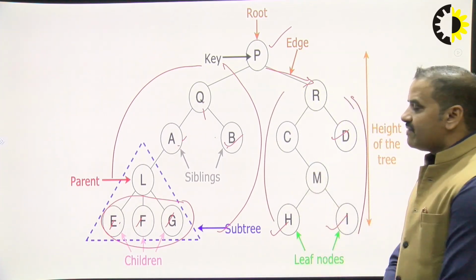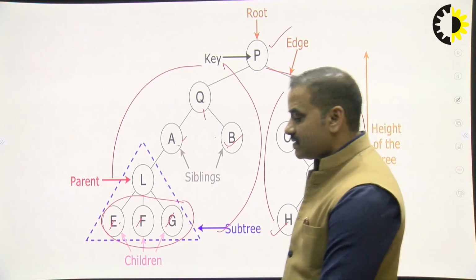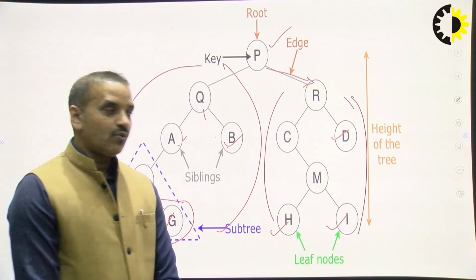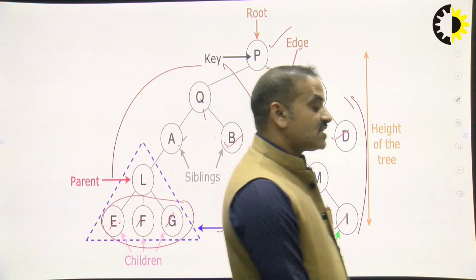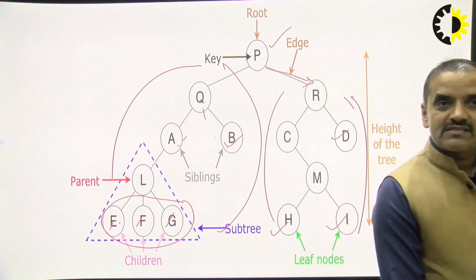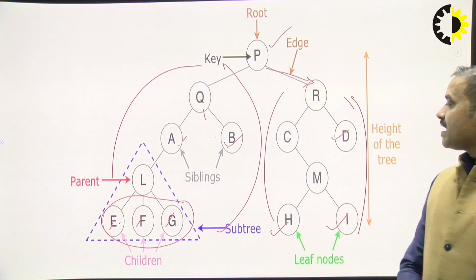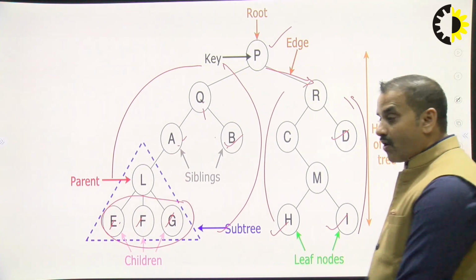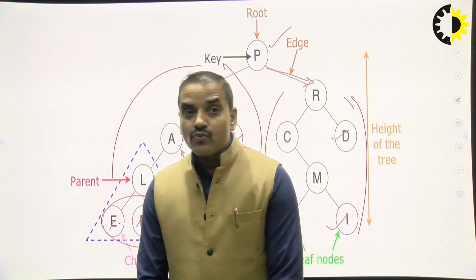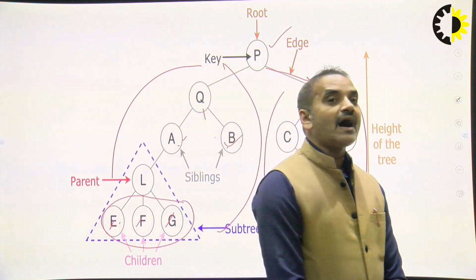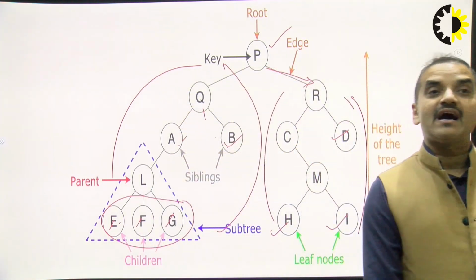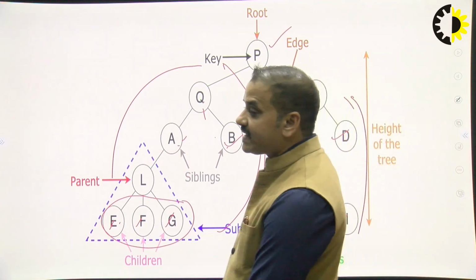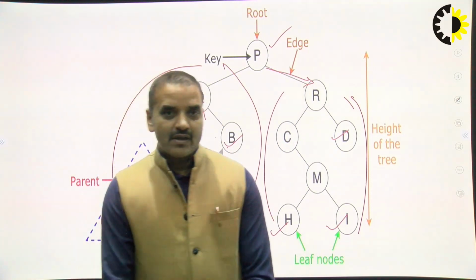In the given tree, we have to calculate a number of basic points. That means height of a node, depth of a node, degree of a node. Such basic points we have to calculate in the given tree. Height of the tree means the number of edges from the root node to the deepest node is called the height of the tree. We can also calculate the height of a particular node. We can also calculate the depth of a particular node. We can also calculate the degree of a node, etc.